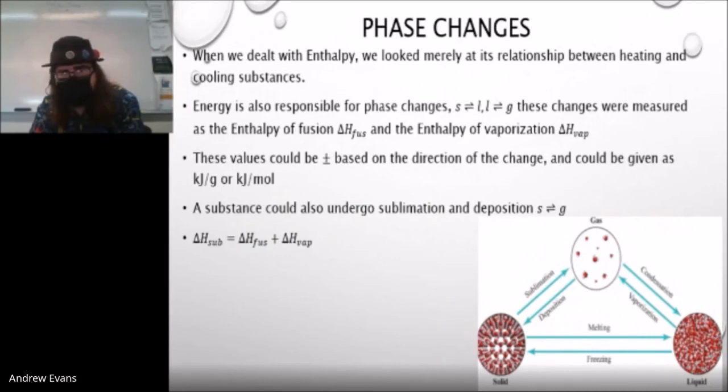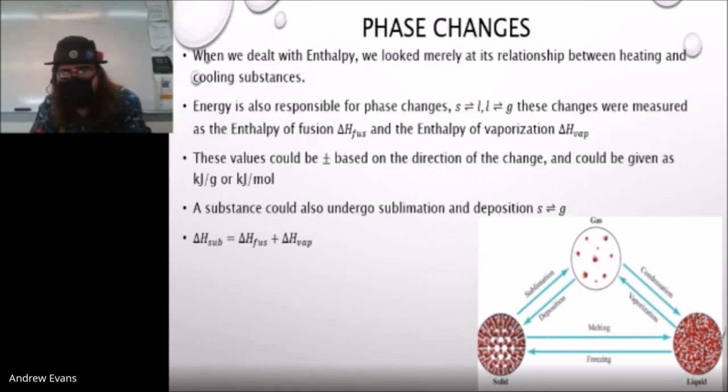Enthalpy of vaporization would be the energy of boiling. We're vaporizing, but it could also be the energy of condensation. So going liquid to gas, gas to liquid. Once again, these could be positive or negative values based on the direction of this change. And they can be measured in kilojoules per gram or kilojoules per mole. So it takes energy to melt a solid. Then by proxy, it must generate energy to freeze a solid. It takes energy to boil a liquid, so it must release energy to condense a liquid.